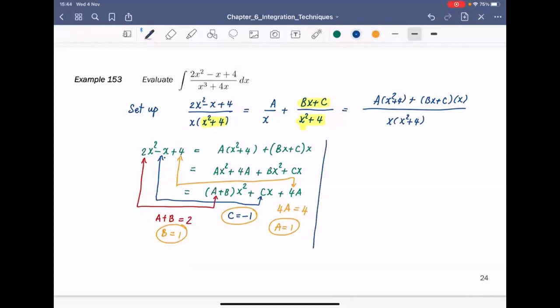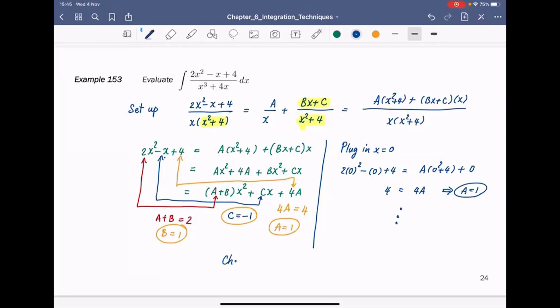If you want to do the compare, just pick some number. I can plug in x equal to 0, and then I'm going to get 0 minus 0 plus 4, and then a times 0 squared plus 4, and then plus 0. Well, this is going to be 4 equal to 4a, so a equal to 1. So you can see that two ways. We have equivalent ways to do it. It's up to you. You do the one you want, and then you keep going.